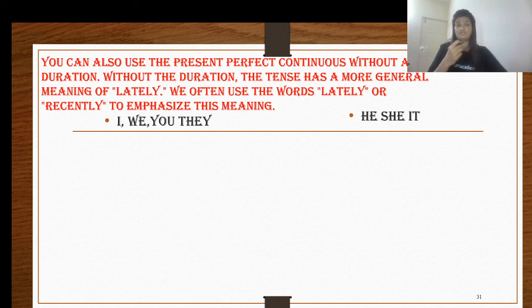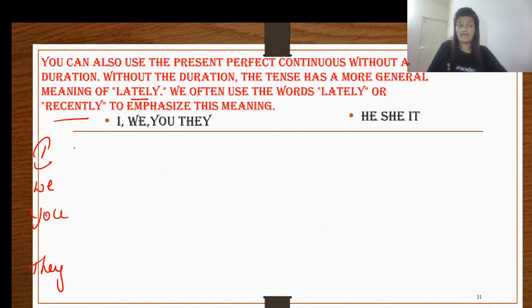We try to say that some action actually started recently, not way back in the past, or not for a longer period of duration, but only recently, probably a few hours or a few days ago. Lately. For that, we use two words which are lately and recently. Well, let us begin with subjects I, we, you, and they. What is the sentence structure that we are going to use?